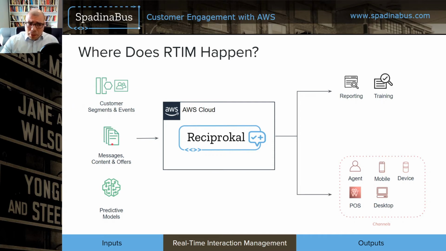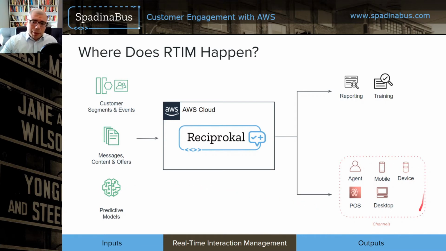The second input is this idea of a messaging or offer or content library. These are all the unique messages that we can be sending customers when they interact with us. So we need to be able to have access to that library of messages. And the third thing is predictive models, which increasingly are competing, and I'll show how they work with traditional segmentation rules or traditional arbitration rules that are controlled by marketers. So that's our inputs.